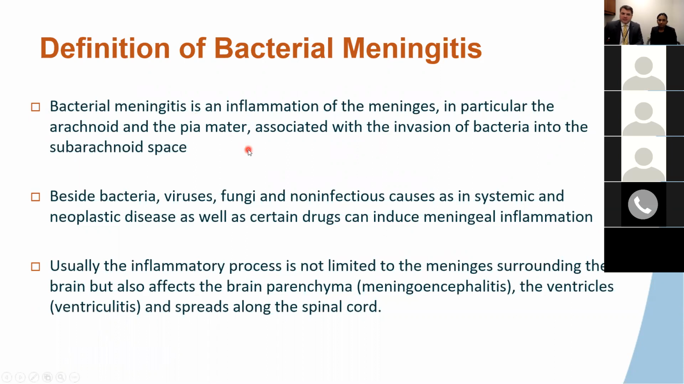So, bacterial meningitis is inflammation of the meninges, in particular the arachnoid and the pia mater, associated with the invasion of bacteria. You can get bacterial, viral, or fungal meningitis. Fungal meningitis you really only see in people who are immunocompromised: transplant patients, untreated HIV, or patients on steroids for a long time. Nowadays we're also using a lot of immunomodulating therapy for Crohn's and ulcerative colitis patients, so they're considered immunosuppressed and might be at high risk as well.